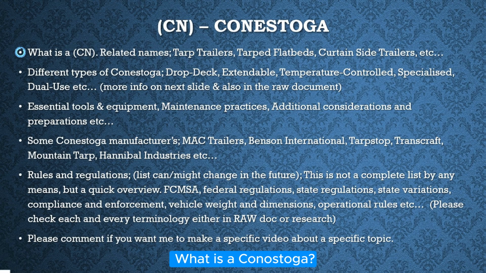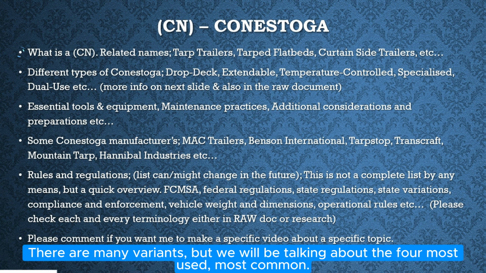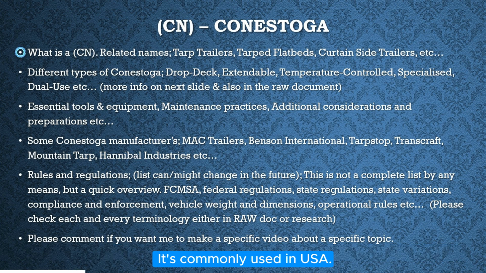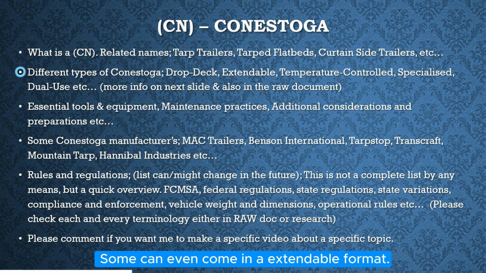What is a Conestoga? So nothing too fancy here. A Conestoga is literally a trailer with a slidable top system in place. There are many variants, but we will be talking about the 4 most commonly used in USA. It can come in a flatbed setup, in a step deck, and a double drop trailer integration. Some can even come in an extendable format.